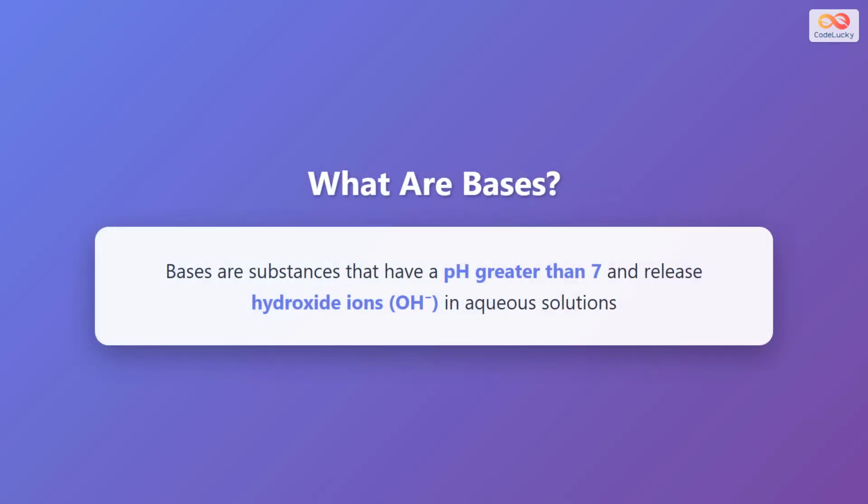Let's start with the definition. Bases are substances that have a pH greater than 7. When dissolved in water, bases release hydroxide ions, represented by the chemical formula OH⁻. This release of hydroxide ions is what gives bases their characteristic properties. The higher the pH above 7, the stronger the base becomes.